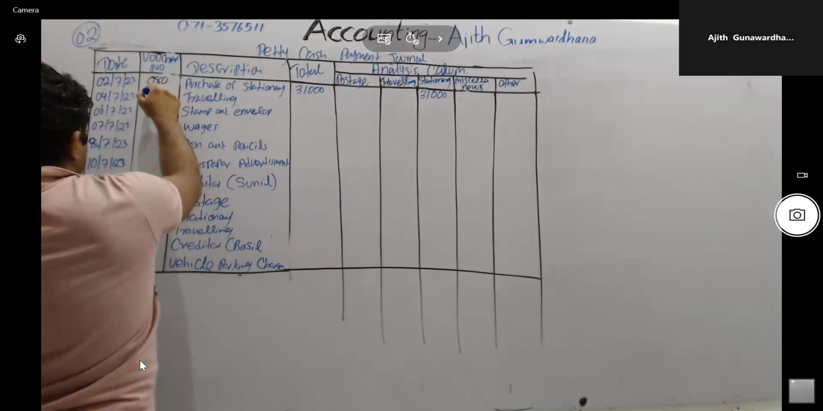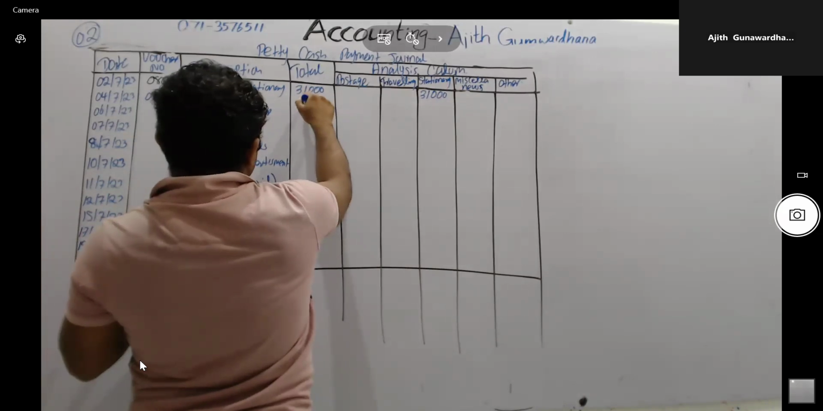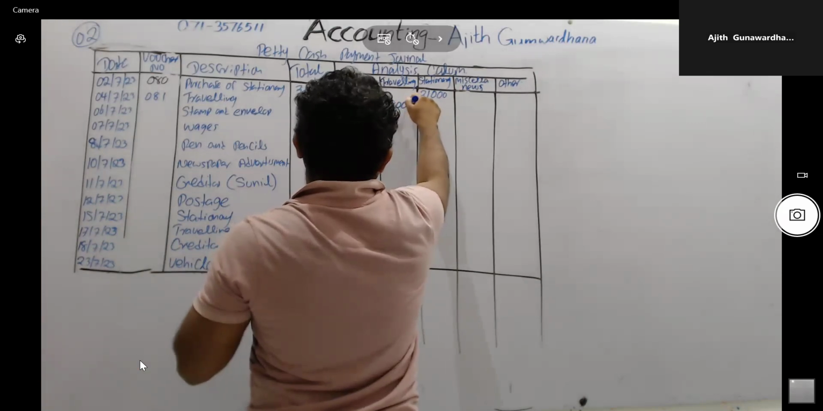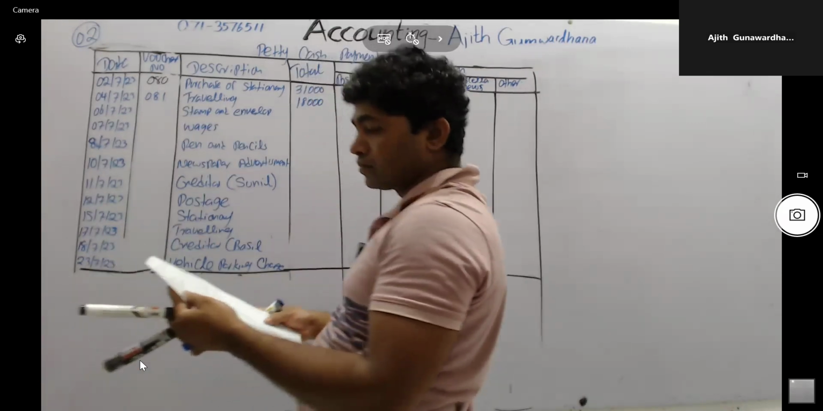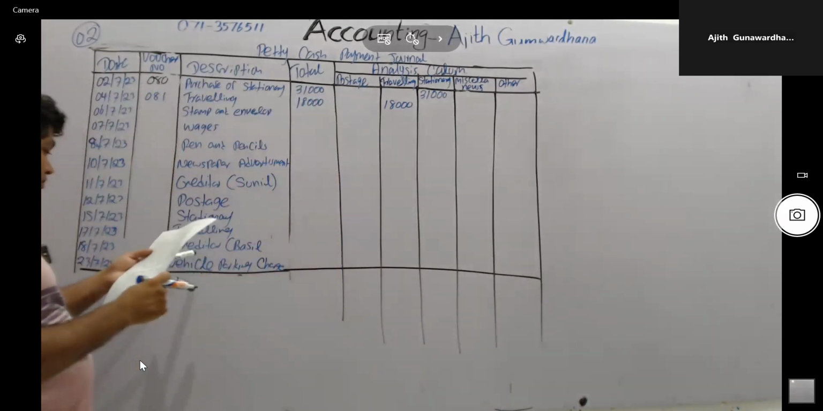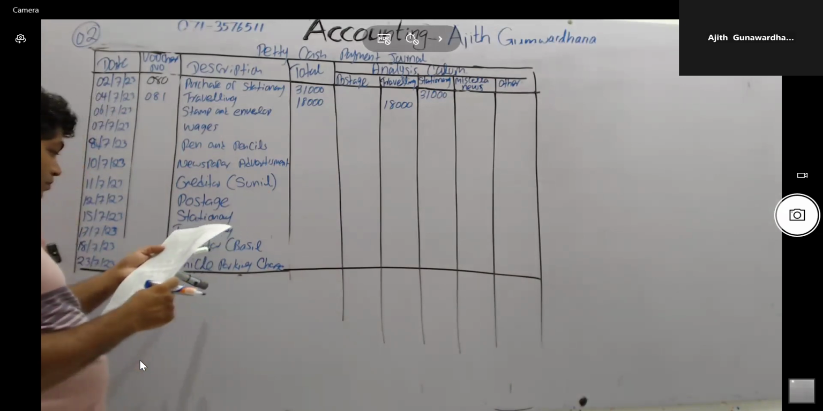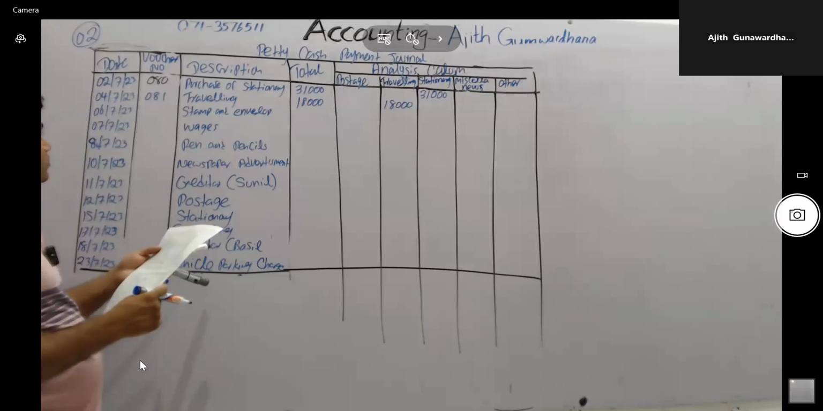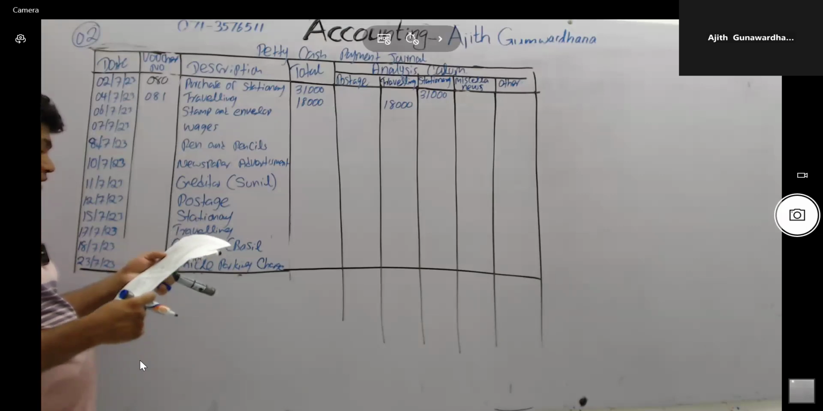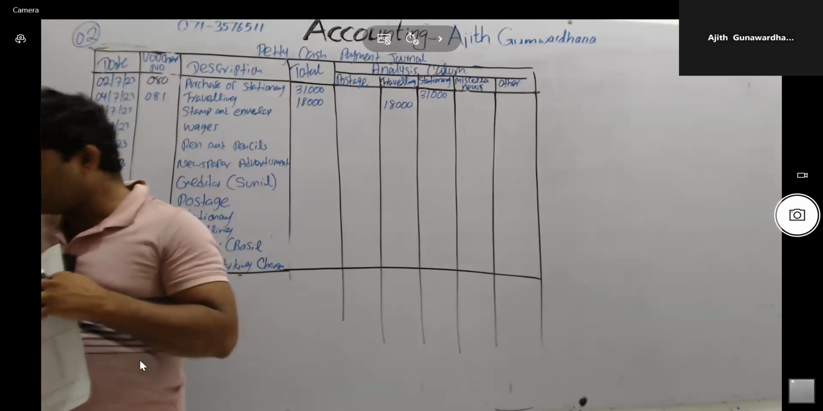And the traveling expense is also given, 081. The value is given, 18,000. There is a separate column for traveling. Same transaction. Next one, stamp and envelope. Next one, newspaper advertisement.